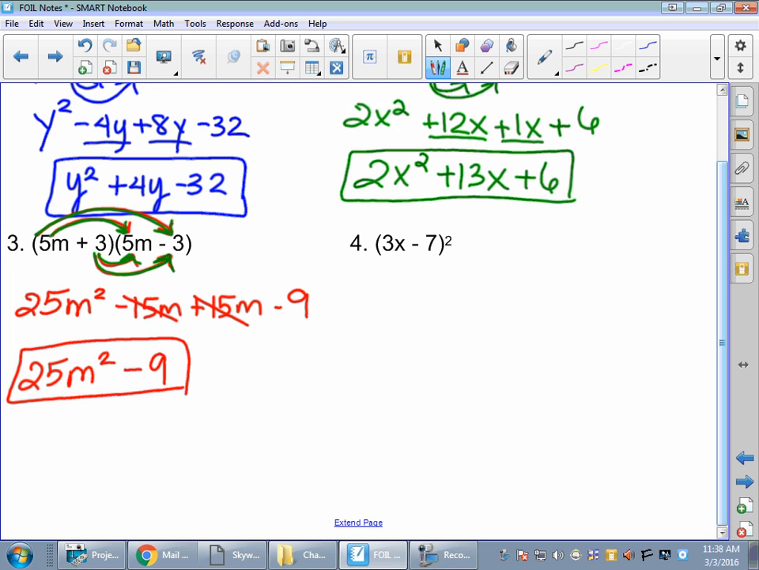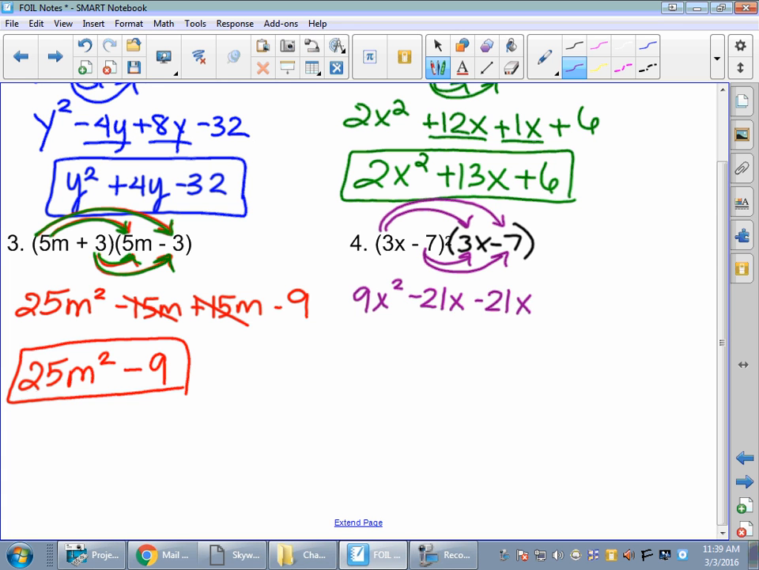So for number 4, I still recommend getting rid of the squared and rewriting it twice so you don't make any mistakes. So 3x minus 7 times 3x minus 7. My first is a 3x times a 3x, which makes 9x squared. Outer, 3x times a negative 7 is negative 21x. Inner, negative 7 times a positive 3x is another negative 21x. And last is a negative 7 times a negative 7, which becomes positive 49.